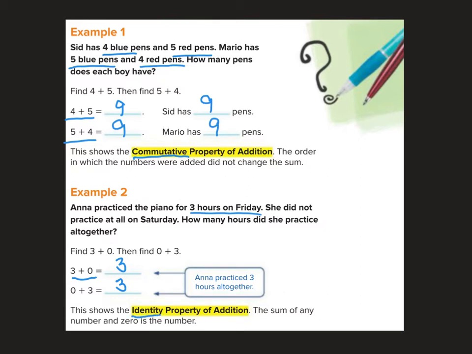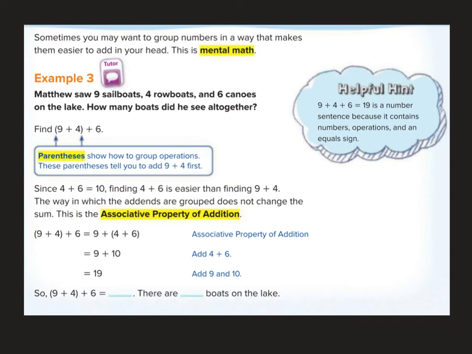This shows us the identity property, that any number plus 0 is going to be itself. That's kind of how I like to remember it, the identity property. Sometimes you may want to group numbers in a way that makes them easier to add in your head. When we add things in our head, it's called mental math.